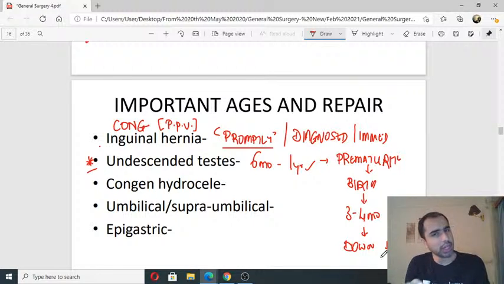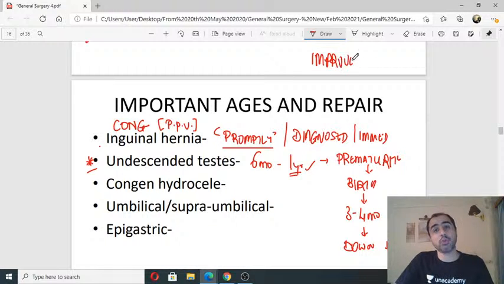Usually by 3 to 4 months it descends down. The risk of malignancy can be reduced only if it is done up to 1 year. And mind you, the repair, or bringing it down, orchidopexy, does not reduce the risk of malignancy. It only improves diagnosis. Risk of malignancy is not affected.